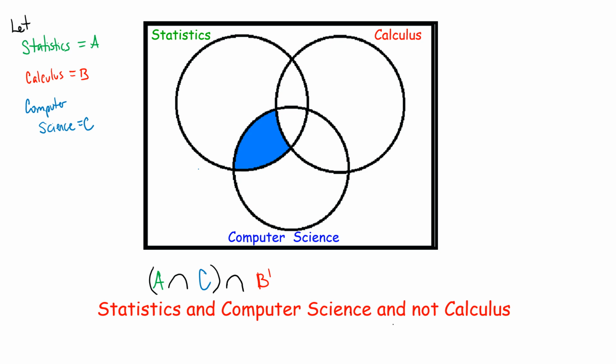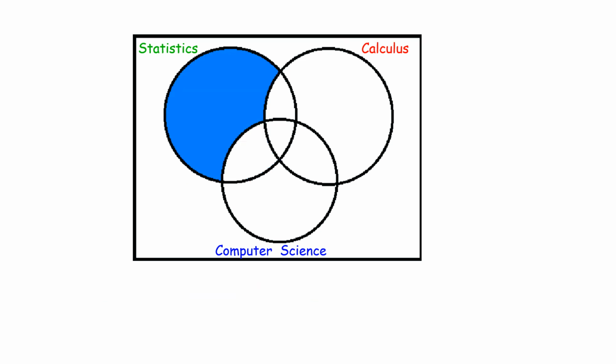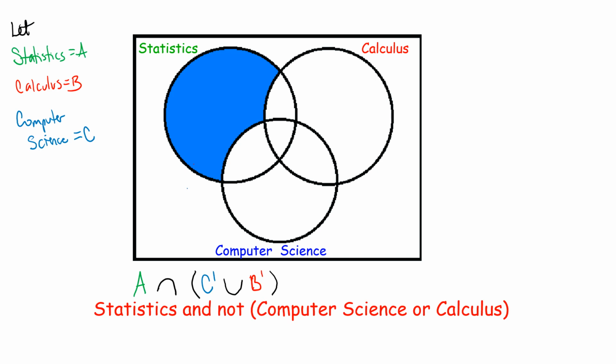So we're going to go ahead and let statistics equal A, calculus equal B, and computer science equal C. Go ahead and push pause, give it a try, and when you're done, push play, and let's see if you're right. Here we have statistics and not computer science or calculus.